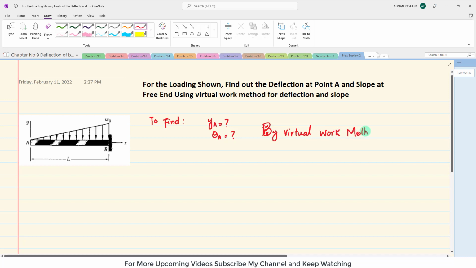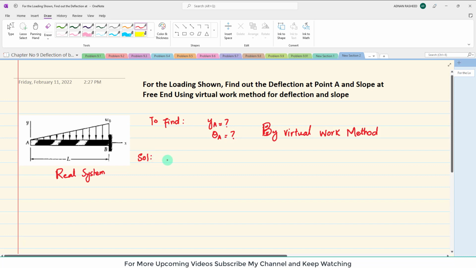So in this method, what we are going to do is that this is the real system, and we will create a virtual system, and we will put a unit load at this point A, because we are interested to find out the deflection at this point and slope. So for deflection you will put a unit load on point A, and for finding the slope you will have to put a unit couple at point A, and at the end you will be able to pick what I am saying now. So let's start with the solution.